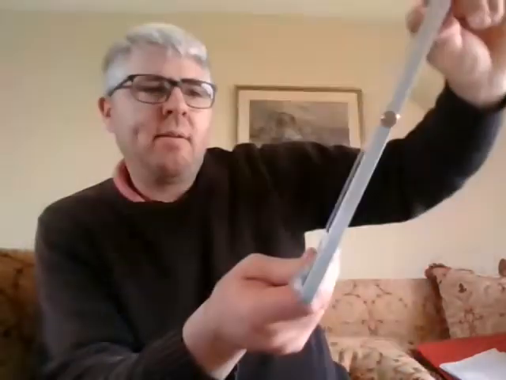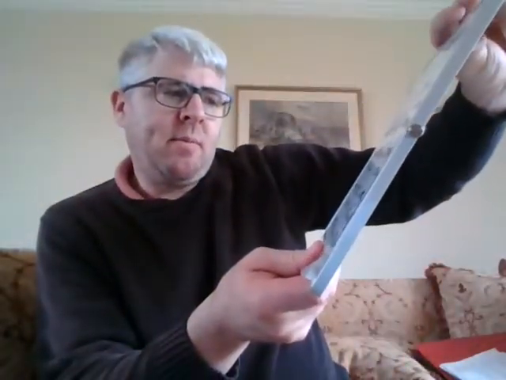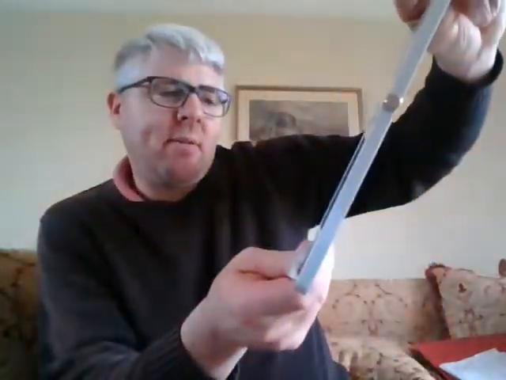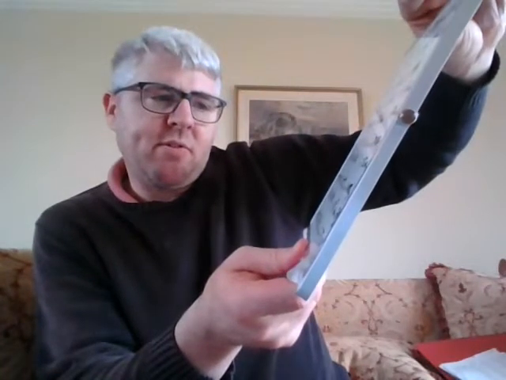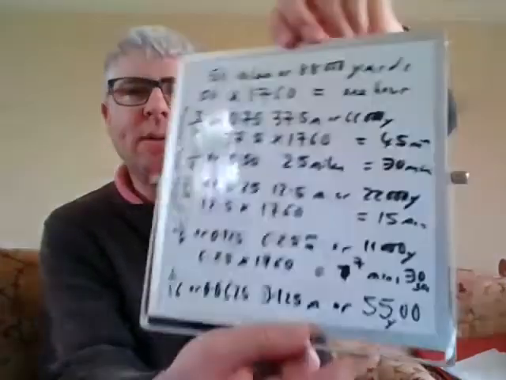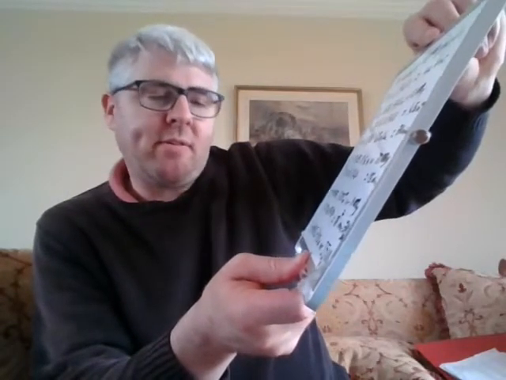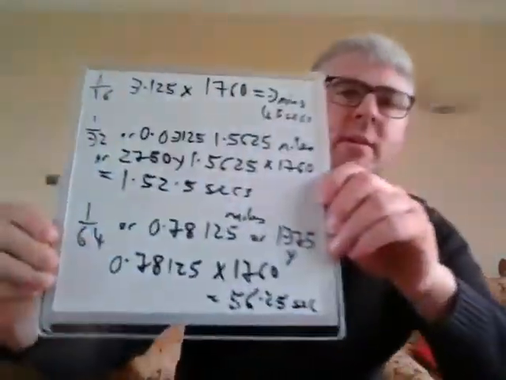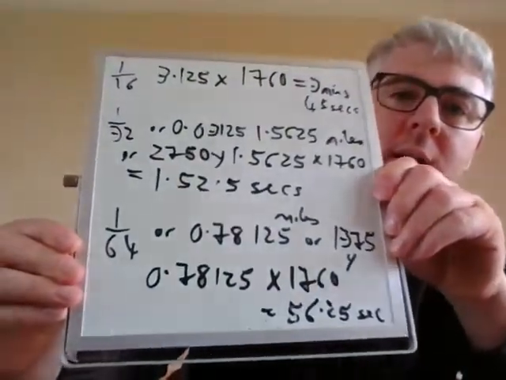And 6.25 times 1760 gives you 11,000 yards. So where I've got the 1760, 6.25 miles times 1760, that's the unit. I just wanted you to see that. And I've got the fractions there, the quarter 0.25, 1/8 is 1.125, and a 16th is 0.0625. I just wanted you to see that. And on this side, it's the same sort of theme, if you like.